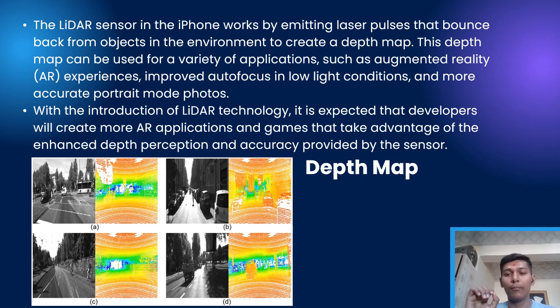So basically, this is how a depth map looks. We can see here a photograph of a floor map and its depth map. We can see clearly that a depth map can be used for a variety of applications such as augmented reality experiences, improved autofocus in low light conditions, and more accurate portrait mode photos. We will see augmented reality applications and some other features later on.